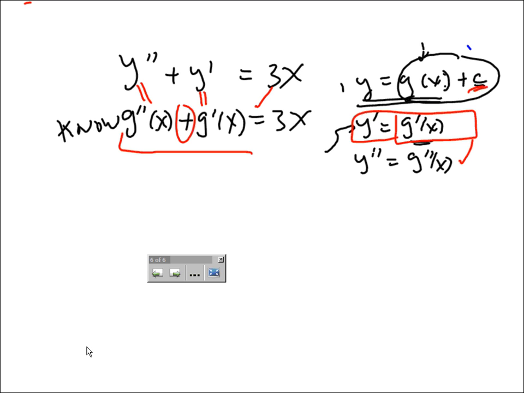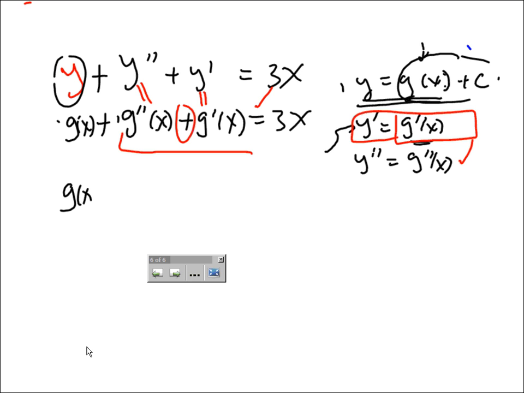Of course, if you have a y in it, well, forget the c for a moment, we know that g of x plus g double prime plus g prime equals 3x. Problem is that you can add a constant. You can't always have an open variable. There are lots of times you can. The reason you can in this case is y will be g of x plus c.